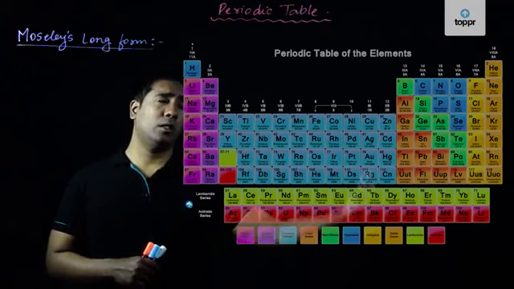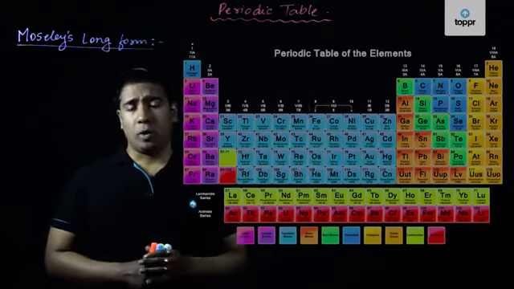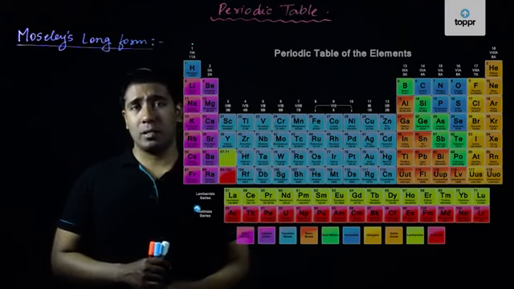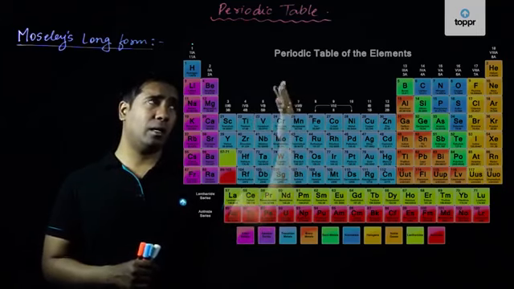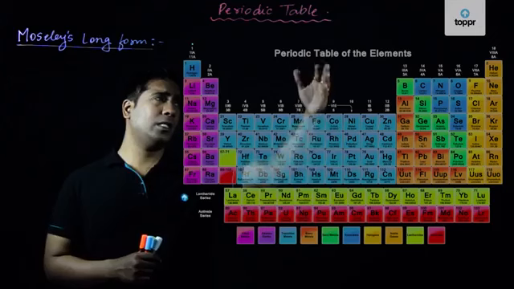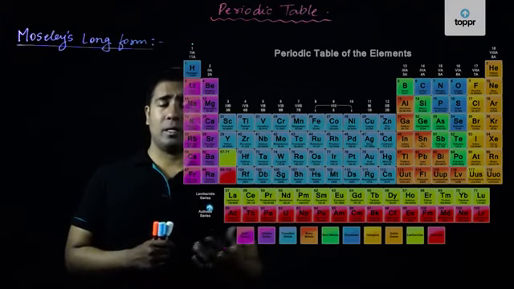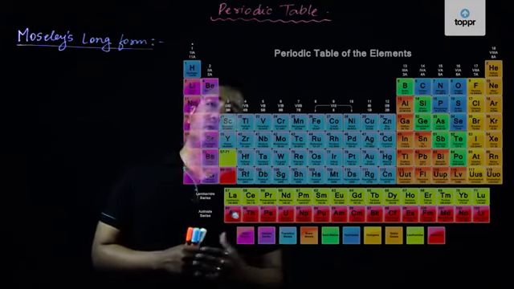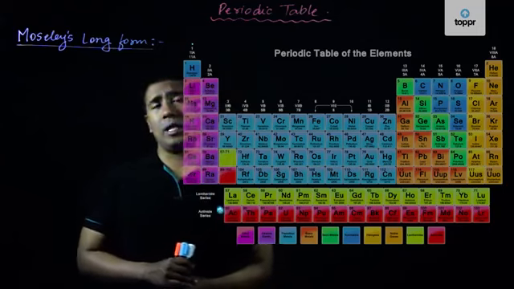As you can see, in the penultimate group of the periodic table, we have the halogens: fluorine, then chlorine, then bromine, then iodine, then astatine. So these are all the halogens present in group 17, which is right next to group 18, in which, as I've already told you, all the noble gases are present.